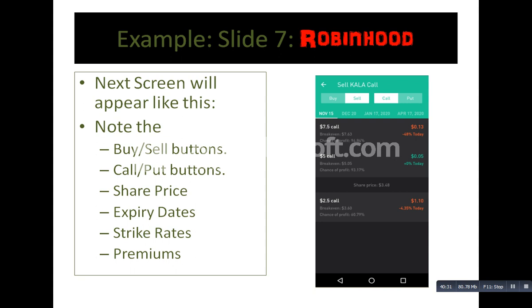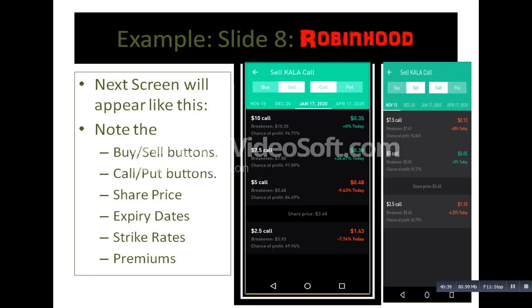Let me go to another expiry date just to show you how the screens vary. This was the screen from the previous slide, which had 7.5 and 2.5 for November 15. But if I scroll here in the expiry date and check January 17, 2020, there is one more strike rate available, which is $10 in this case. If I sell a call for that option, it will give me 0.35 per share, so $35 for the 100 shares I'm selling.